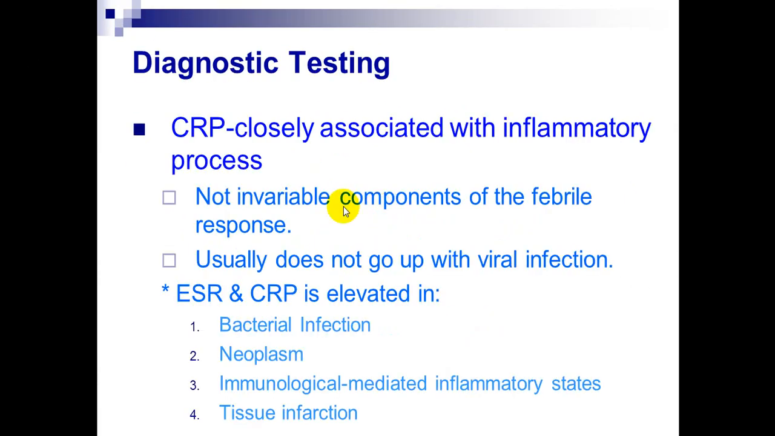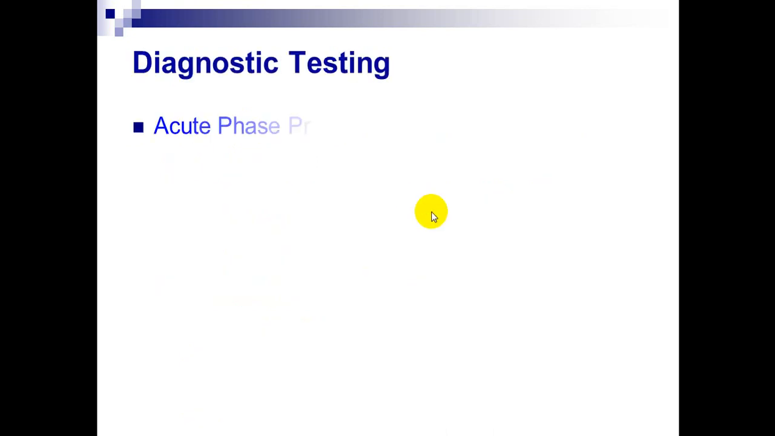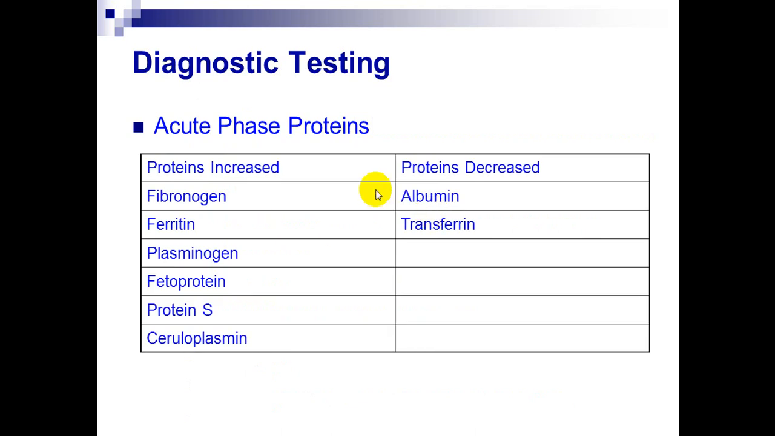C-reactive protein usually does not go up with viral infection. We usually use it as a test to distinguish for us inflammation or bacterial infection. It is a bit of a long lecture, but interesting. Diagnostic tests: protein increase, protein decrease. Fibrinogen, albumin and transferrin: albumin and transferrin are decreased, while acute phase reacting proteins, fibrinogen and ferritin are increased, and these are markers of acute inflammation.